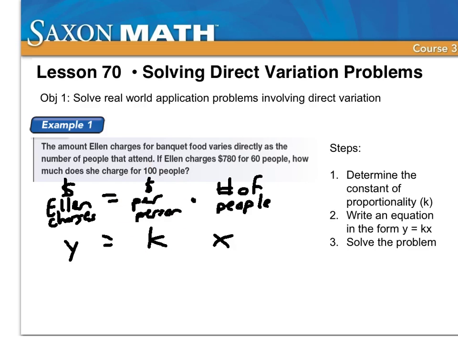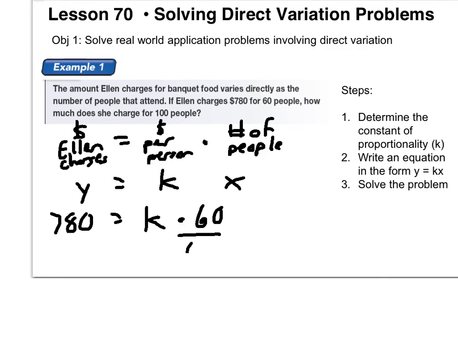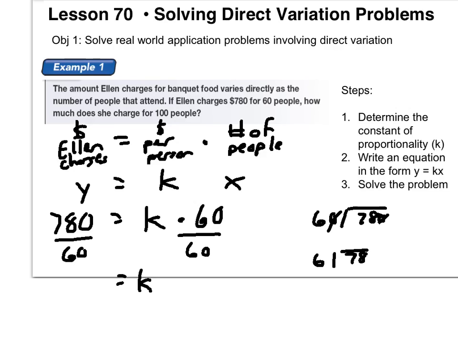We're trying to figure out how much money she makes per person. We know that she charges $780 for 60 people. So we don't know how much she charges per person, but we know that there's 60 people that go. So now we need to solve for k. What I'm going to do is divide by 60 on both sides of this equation to solve for k. And if I take 780 and divide it by 60, we should know by now that's the same thing. I can knock off the 0. That's the same thing as 78 divided by 6, from knocking those out of there.